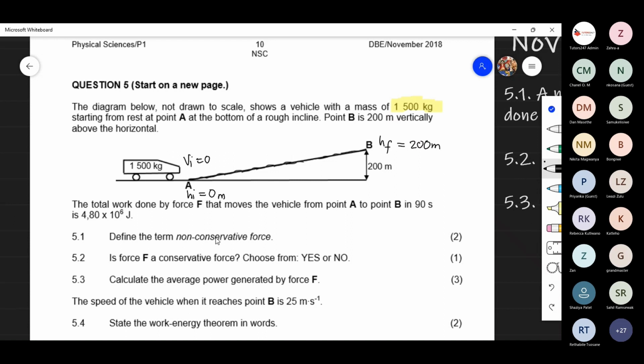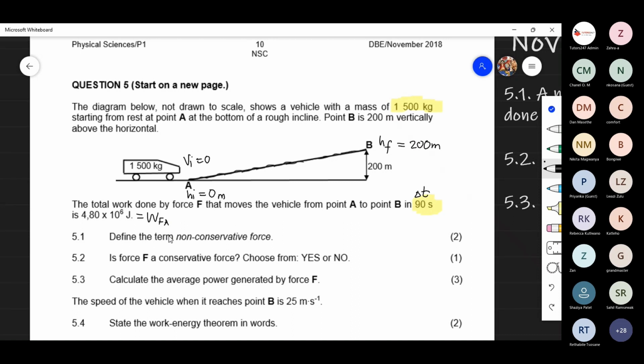It then states the total work done by the force that moves the vehicle from point A to point B in 90 seconds. So we now have delta t, which is 90 seconds. We're now given the work as 4.80 times 10 to the power 6 joules. So that is the work done by the applied force, or you can call it the work done by the engine, whatever you want to call it.